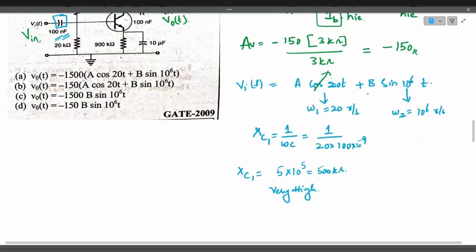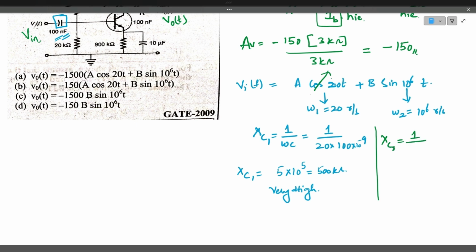Now similarly, we'll find out the impedance of the capacitor for the second frequency. XC2 is equal to 1 by omega 2 C. So if you substitute the values, omega 2 is 10 to the power of 6 and the capacitance is 100 nanofarads. So this is equal to 10 ohms, which is very less. So this frequency will be passed to the output.